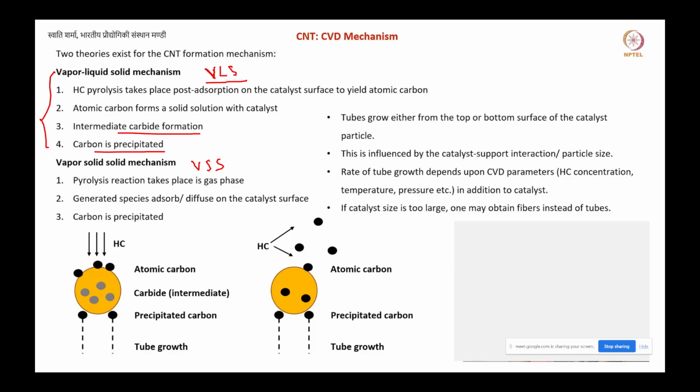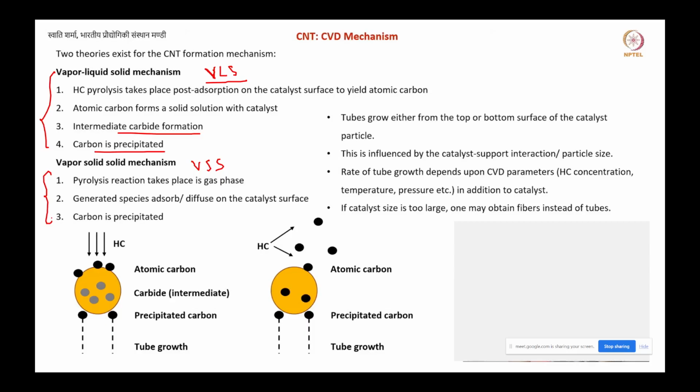Here the pyrolysis reaction takes place in the gas phase. Generated species absorb and diffuse on the catalyst and carbon is precipitated. So here there is no intermediate carbide formation, and carbon is directly precipitated after diffusing to the catalyst surface. In the case of VLS, there is a formation of a solid solution with the catalyst, but here no solid solution is formed. So that's why that is vapor liquid solid. This is directly the vapor solid solid mechanism.